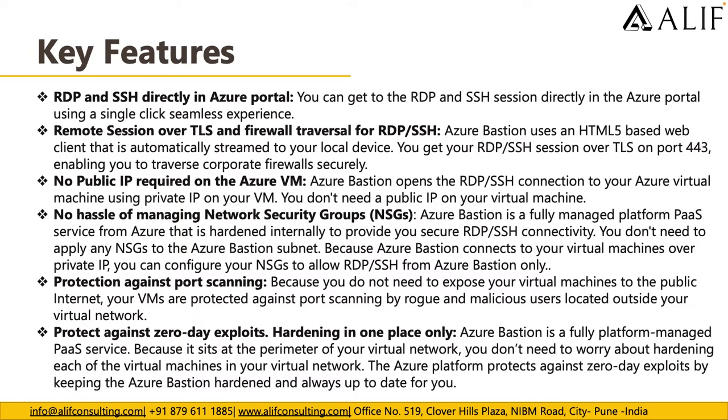No hassle of managing the NSGs. When you have a Bastion server in your environment, you don't need to worry about managing and allowing specific public IPs to connect with the VM, or managing the public IP on the VM. So you don't need to worry about those things. It also protects against port scanning, and it helps you manage the brute force attacks which eventually happen on the public IP. If you don't have a public IP associated with the VM and you're using a Bastion server, it will allow you to fix that brute force attack which eventually happens on port 443, port 3389 and port 22.